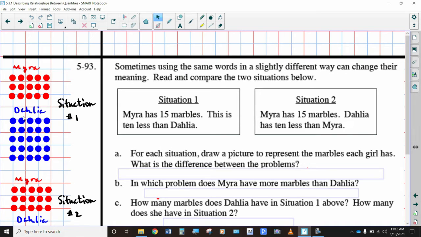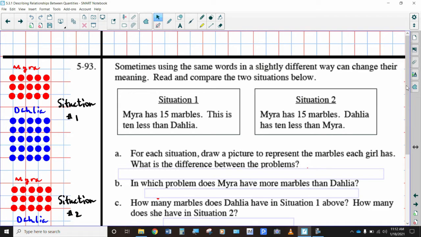All right, so sometimes using the same words in a slightly different way can change their meaning. Read and compare the two situations here. So here's situation one, which I have illustrated over here. It says Myra has 15 marbles. Here's Myra, 15 red marbles. This is 10 less than Dahlia.